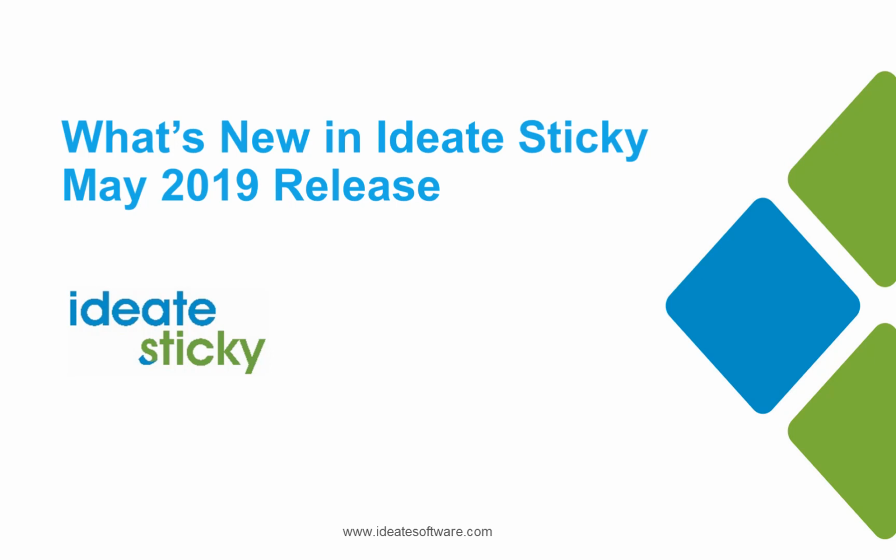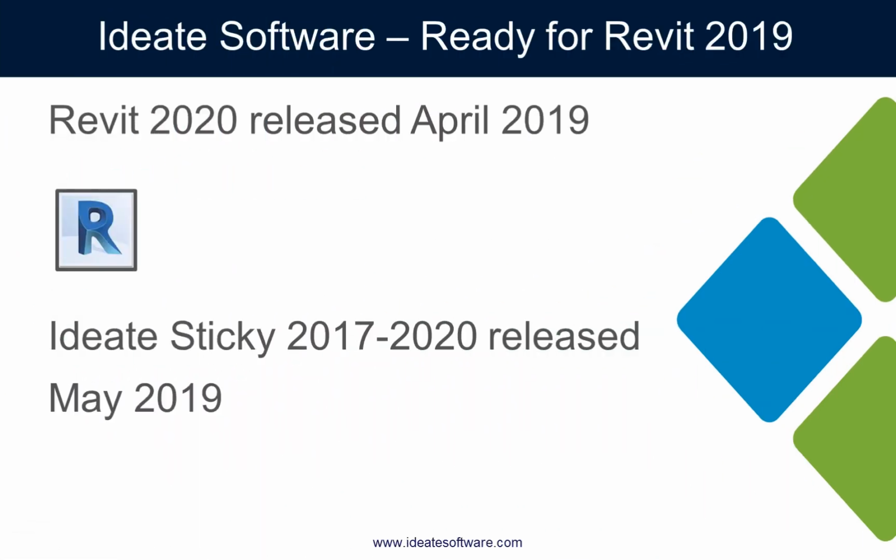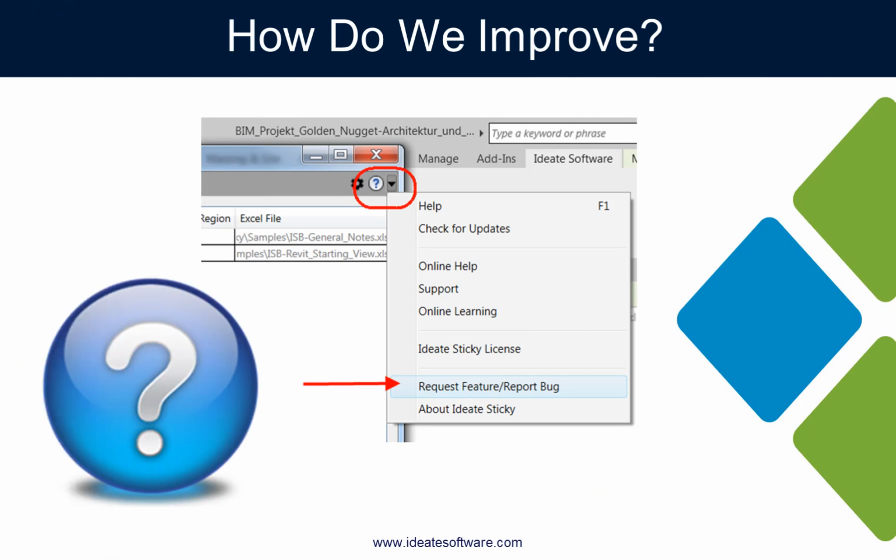This video is designed for existing Ideate Sticky customers and covers recent features and benefits found within this May 2019 release. Revit version 2020 became publicly available in April 2019, and in that same month, Ideate Software released new versions of Ideate Sticky. Before we cover the Ideate Sticky improvements, I want to thank all those who help us improve. Our customers and beta testers are a vital part of our design and quality control process.